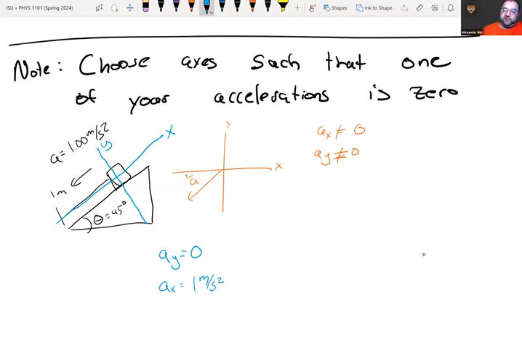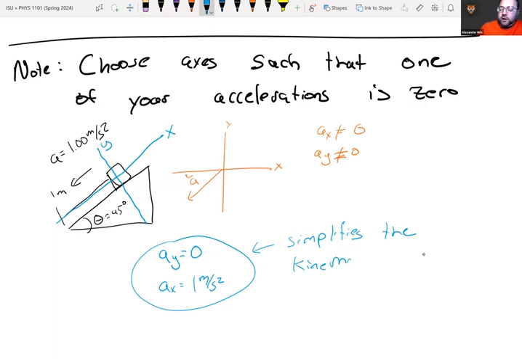And the whole point of this is it drastically simplifies the kinematics equations. If you have one of your accelerations be zero, you noticed that when it was free fall, it was the a sub x that was zero. So that became a lot easier. In this case, it's the a sub y that is zero, but it's going to make the kinematics in the y direction very easy because again, you're not going to have any change in the velocity in that y direction.